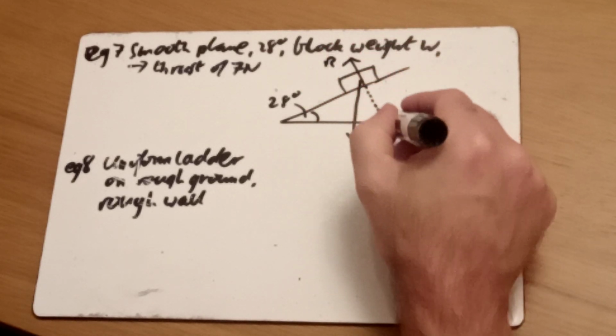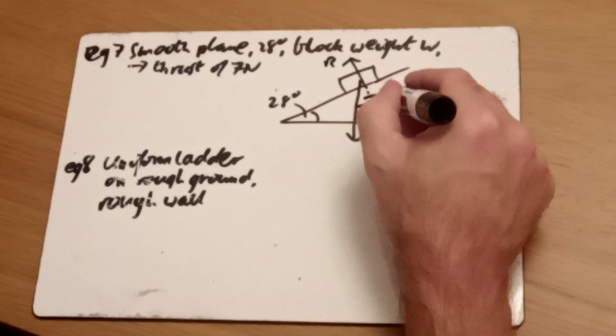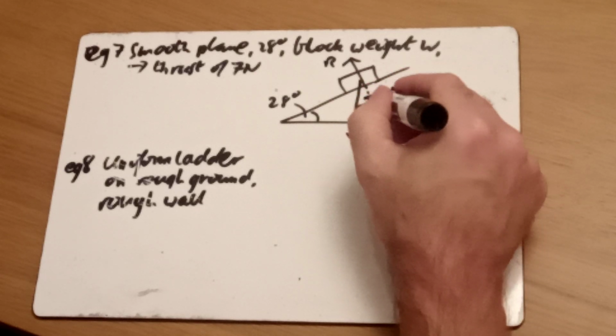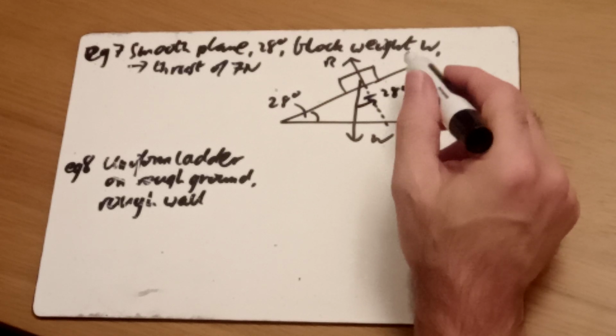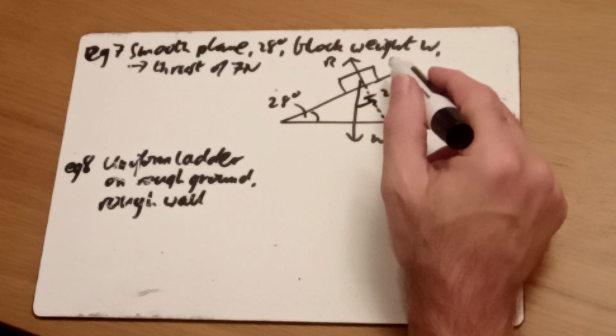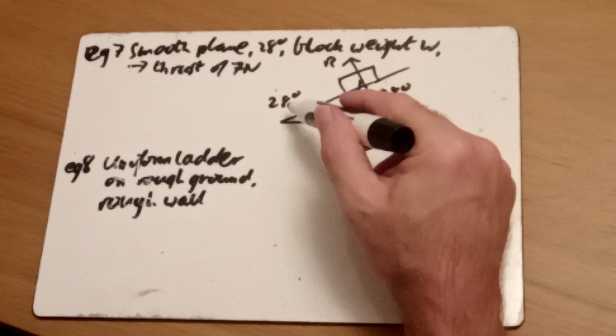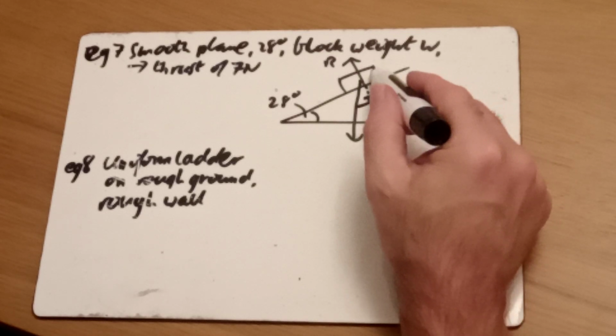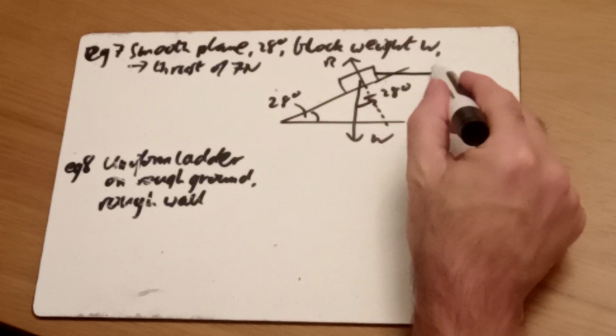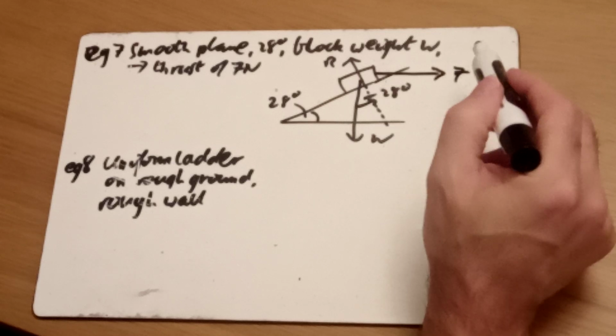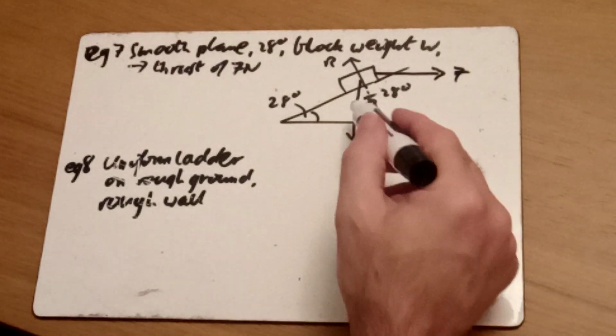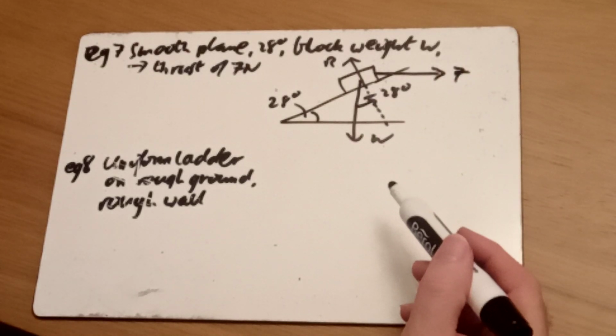I go dot, dot, dot, dot, dot, dot, dot. I put my 28 degrees there. One little arrow, and it's smooth, so there's no friction. But the only thing stopping it going down, it's held in place, is a horizontal force, 7 newtons going that way there. Okay, so W and 7 are perpendicular to each other.